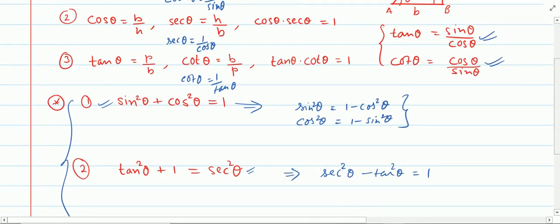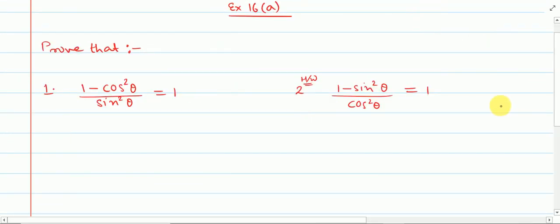Now I'm going to see exercise 16a. So here you see the first question is prove that 1 minus cos square theta upon sin square theta is equal to 1. So here we will take the left hand side, and using those identities we have discussed right now, we'll try to show that LHS is equal to RHS. So LHS is equal to 1 minus cos square theta upon sin square theta.